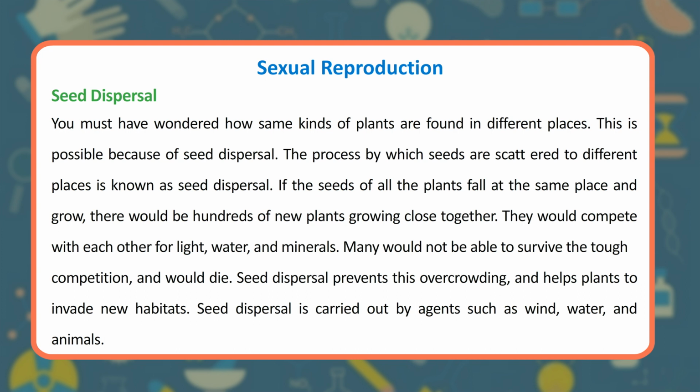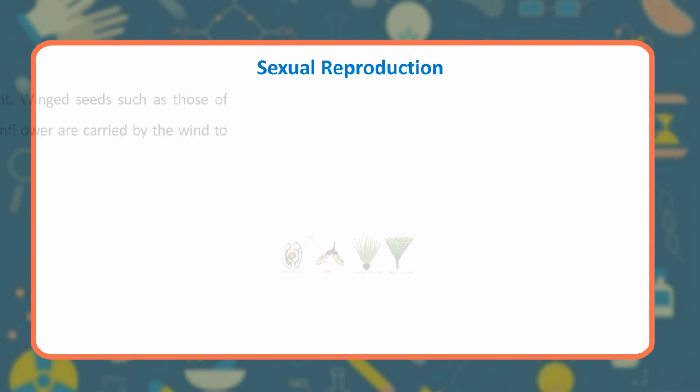If the seeds of all the plants fall at the same place and grow, there would be hundreds of new plants growing close together. They would compete with each other for light, water, and minerals. Many would not be able to survive the tough competition, and would die. Seed dispersal prevents this overcrowding, and helps plants to invade new habitats. Seed dispersal is carried out by agents such as wind, water, and animals.